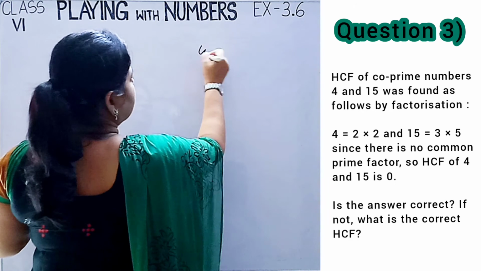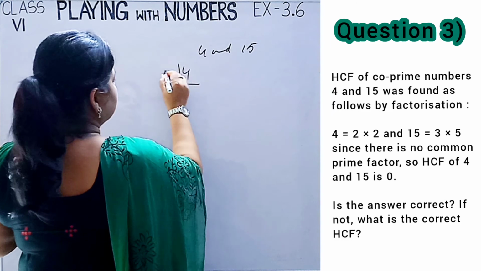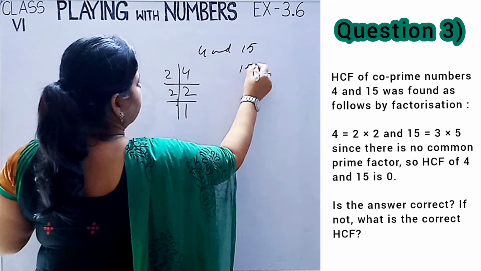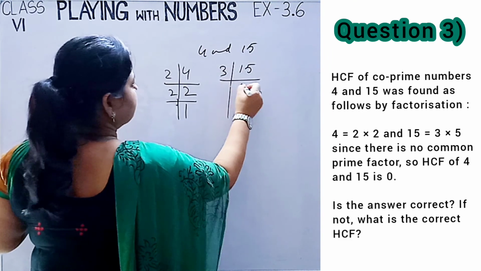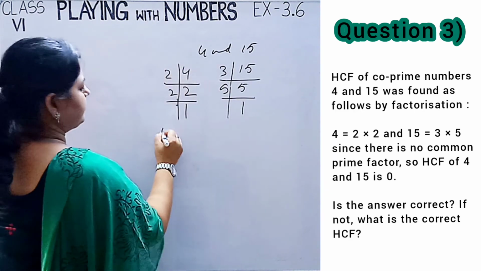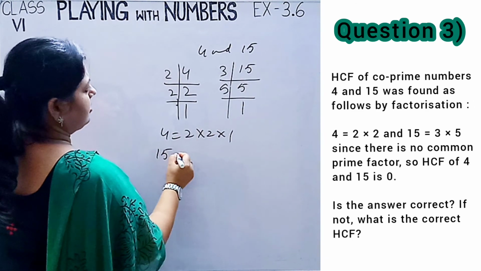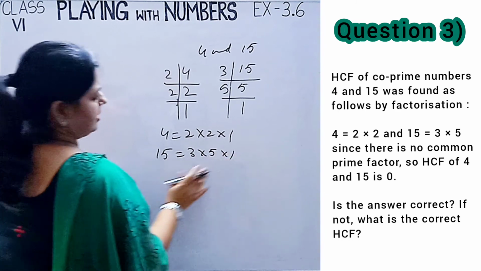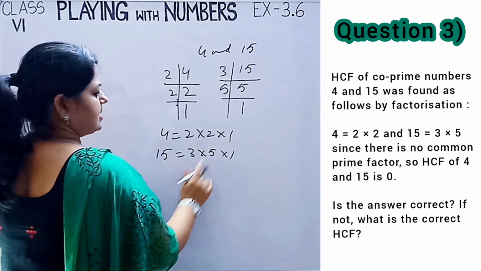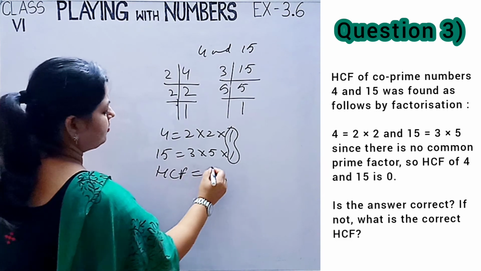The numbers given are 4 and 15. Do the prime factorization of 4. 2 2s are 4. 2 1s are 2. Coming to 15. 3 5s are 15. 5 1s are 5. So prime factorization of 4 is 2 into 2 into 1, and of 15 is 3 into 5 into 1. In our question, the HCF is given as 0, but here we can see that 1 is common. So HCF is equal to 1.